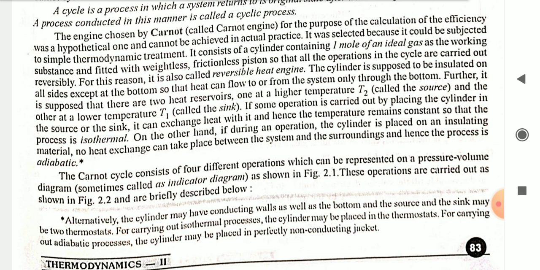The cylinder is supposed to be insulated on all sides except at the bottom so that heat can flow to or from the system only through the bottom. Further, it is supposed that there are two heat reservoirs, one at a high temperature T2, called the source, and the other at a low temperature T1, called the sink.